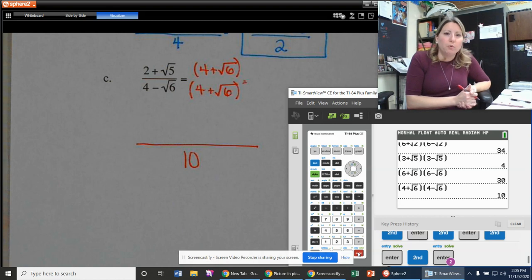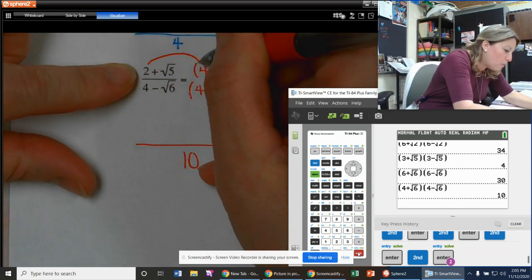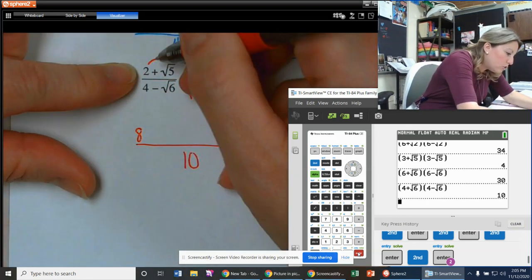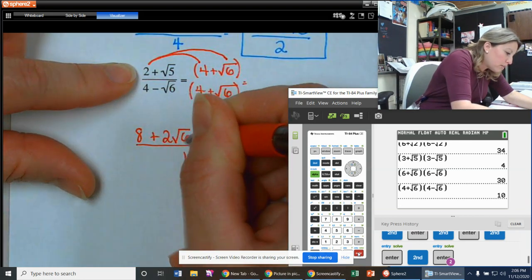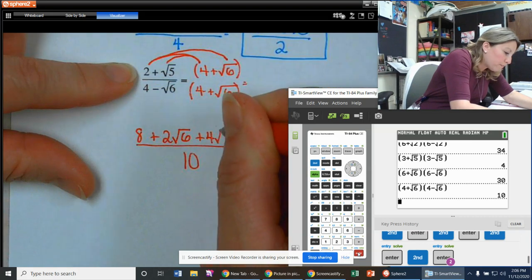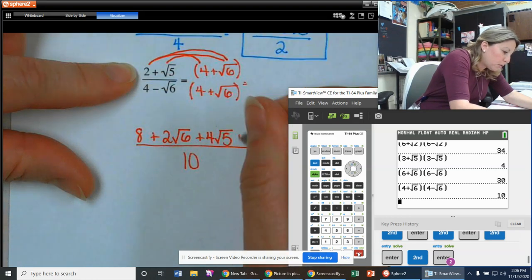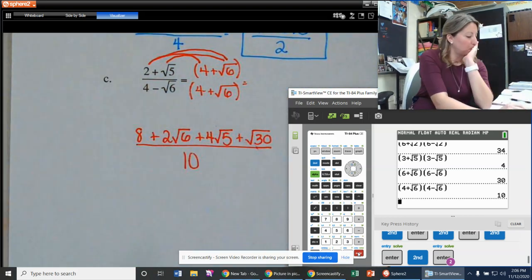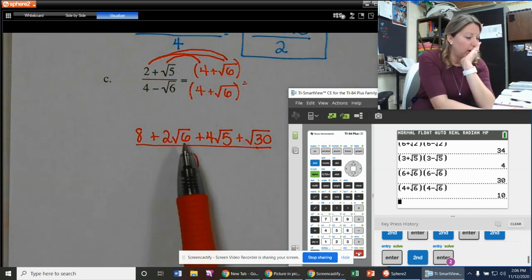Oh boy, we're going to distribute on the top, and this is going to get messy. Let's FOIL. 2 times 4 is 8. 2 times radical 6 is plus 2 radical 6. Radical 5 times 4 is plus 4 radical 5. And radical 5 times radical 6 is plus radical 30. Oh my gosh. Guys, look at those.